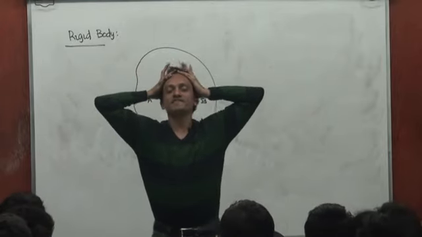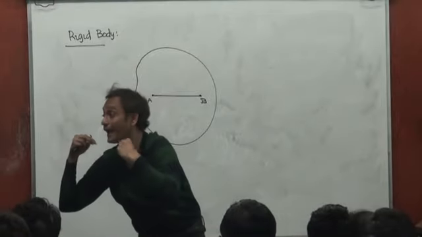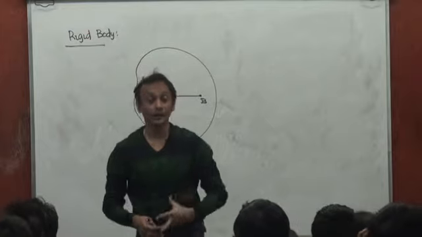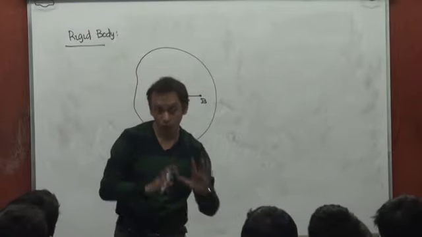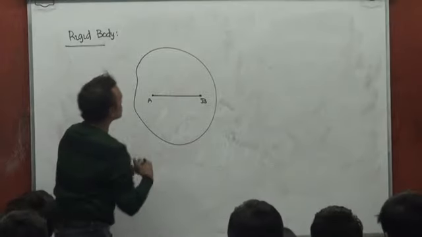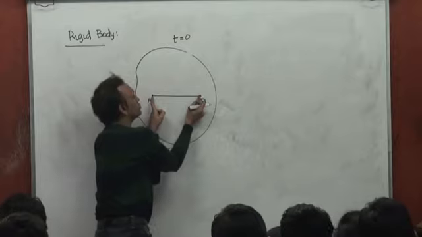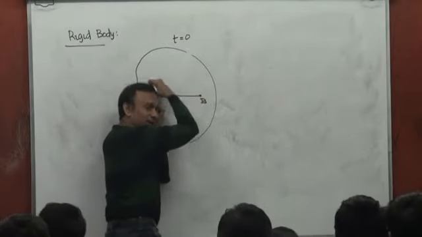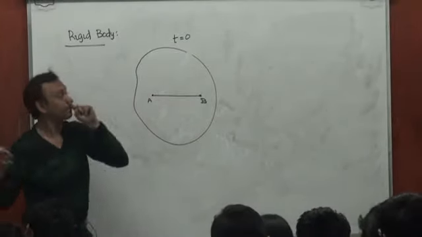Now, if someone speaks of the omega of the rigid body, then what's going to measure the angular velocity of the rigid body? I'm not talking of the omega of a particle. I'm talking of omega of a rigid body. This is at certain time t equal to 0. You take a sketch pen and mark this line AB on the rigid body, joining A and B.